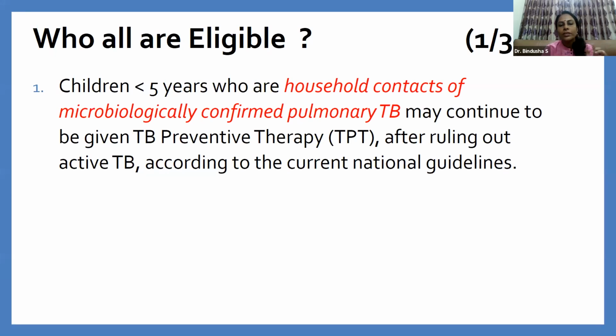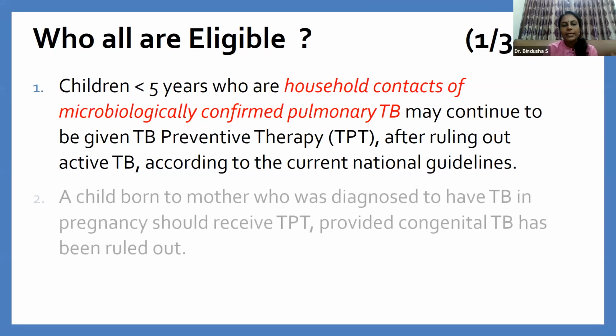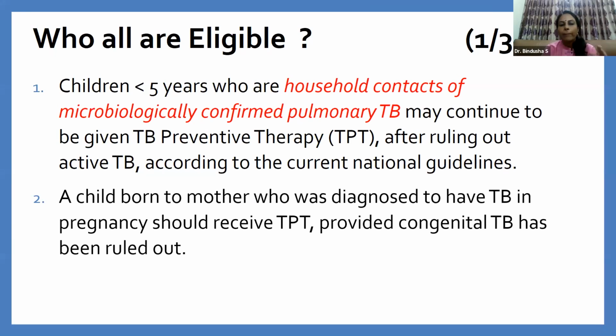This is the group where we were giving TB preventive therapy earlier also. Here, only those children who are household contacts of microbiologically confirmed pulmonary tuberculosis. That includes both the smear positive and CBNAAT positive. All those contacts of all those positive patients, microbiologically confirmed pulmonary tuberculosis, less than 5-year children will be given TB preventive therapy. The second group is a child born to a mother who was diagnosed to have TB in pregnancy. They should receive TB preventive therapy after ruling out congenital tuberculosis. This also we were following.